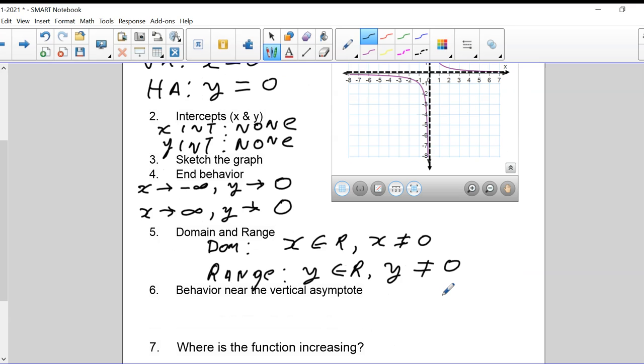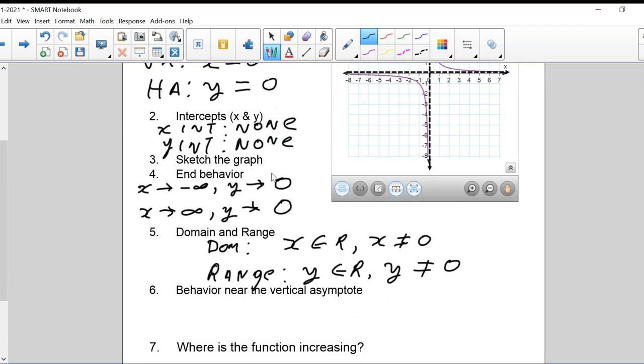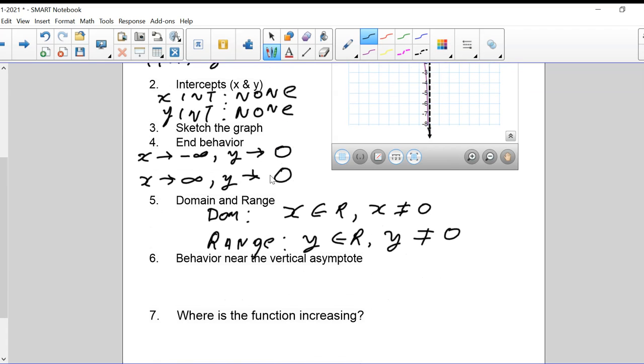Now let's get to the behavior near the vertical asymptote. For us to answer that question, we have to approach that asymptote from both sides. The vertical asymptote, remember, as you said, was the x equals 0 line. Because it's a different answer depending on what side you're coming from, we're going to have to answer this question two ways.